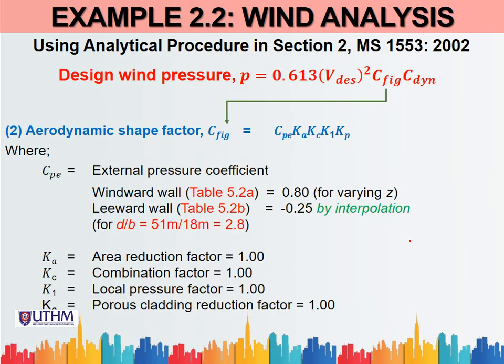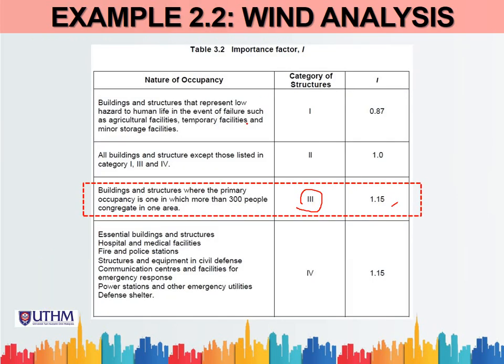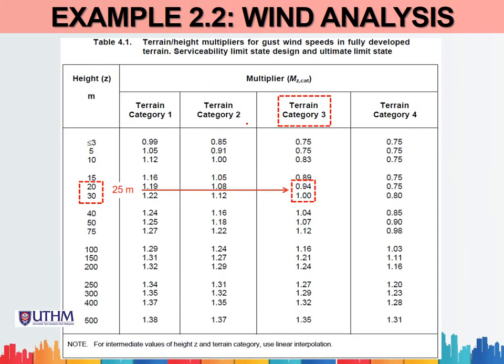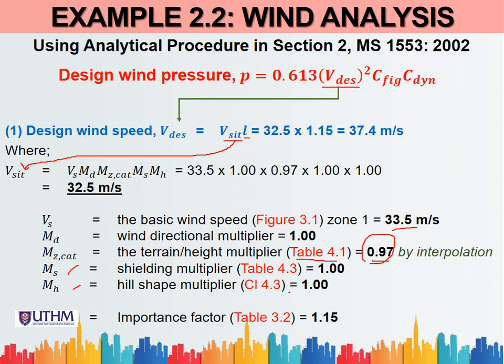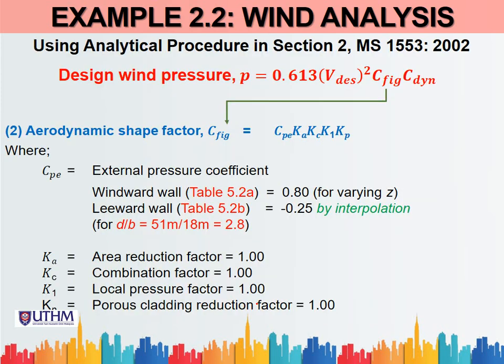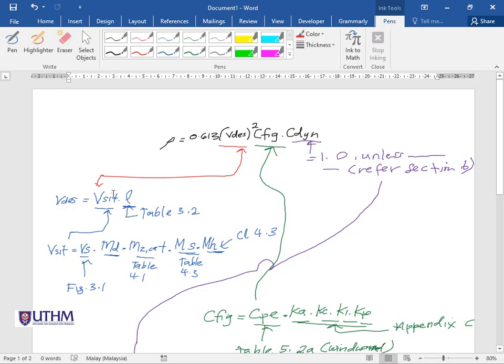Later you can refer to table 4.3 for the shielding and also hill shape multiplier. Okay, that's fine, because we usually take 1. Alright, and next is to calculate this aerodynamic shape factor. Okay, we have done with this value, and then we proceed with this.